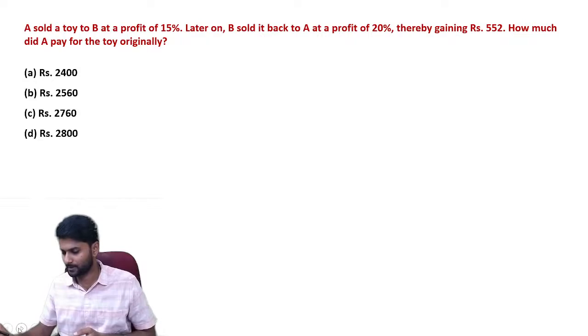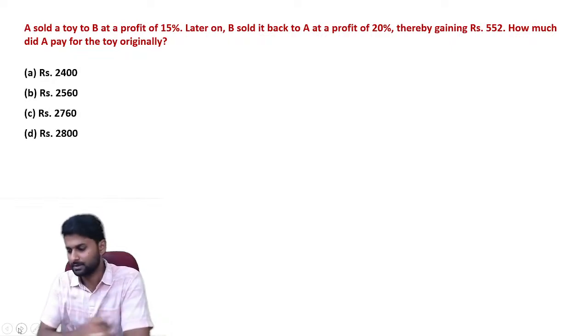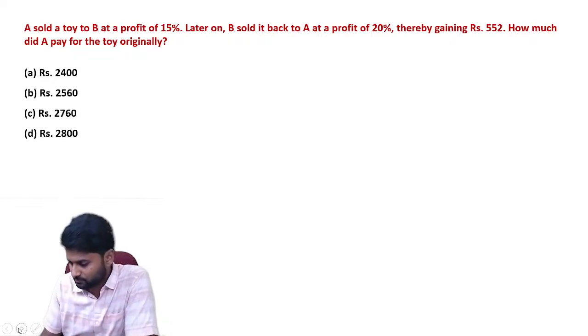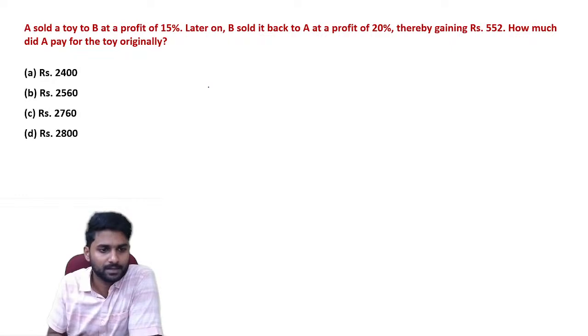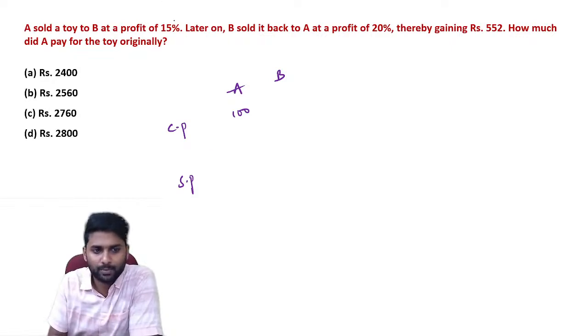Next, you can see this question from the profit and loss concept. See here, there are two persons, and this is all about the cost price and selling price. Let us assume the cost price of the article for A is 100 units. So a toy sold A to B at a profit of 15%.